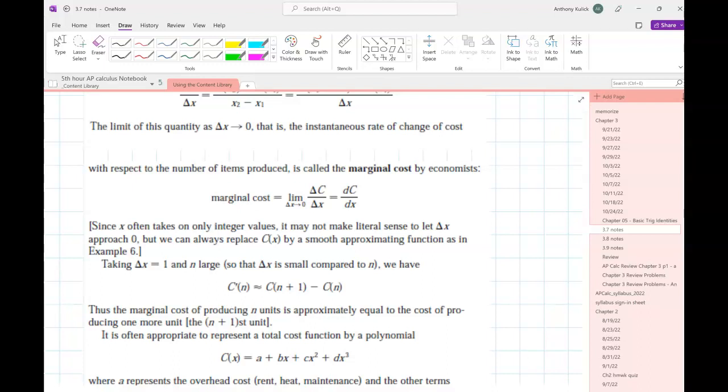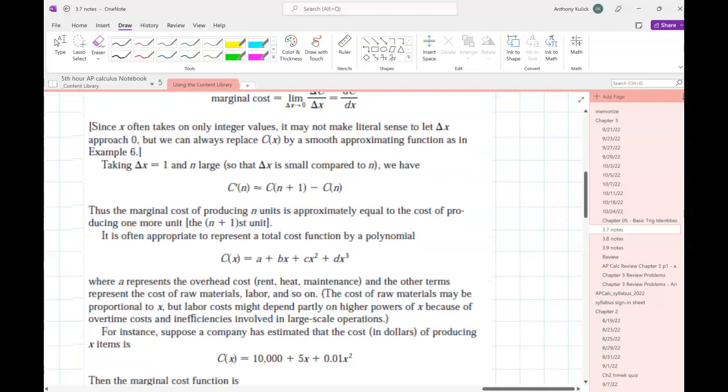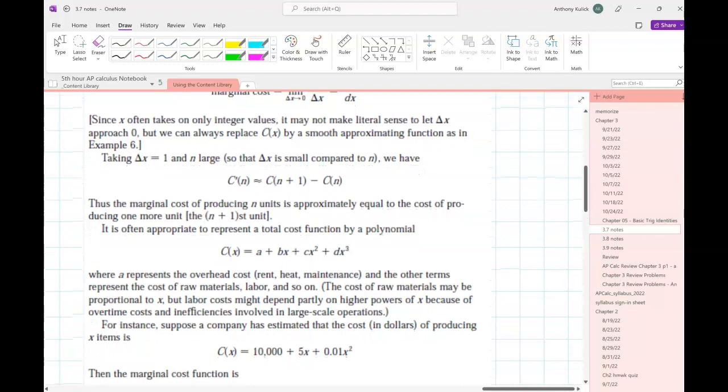Since X often takes on only integer values, it may not make literal sense to let delta X approach 0, but we can always replace C of X by a smooth approximating function as in example 6. I'll explain what that means if we really need to. It doesn't really matter though, not for us. Taking delta X to equal 1 and n to be large, so that delta X is small compared to n, the derivative of C of n is approximately C of n plus 1 minus C of n.